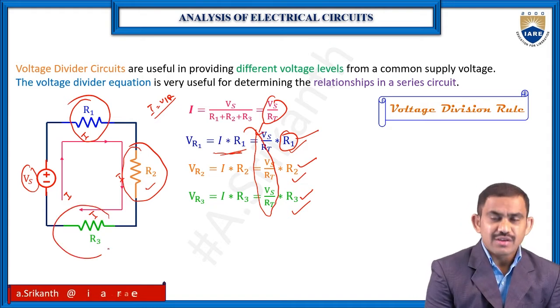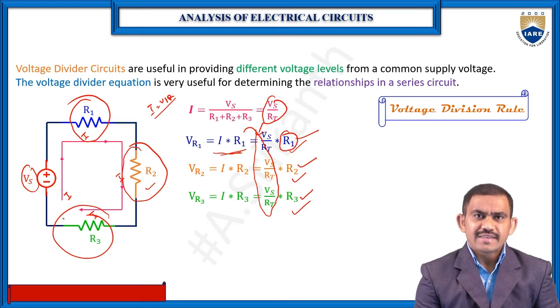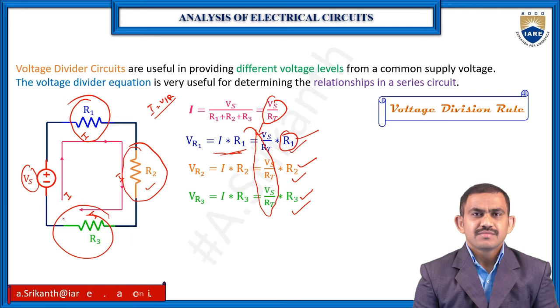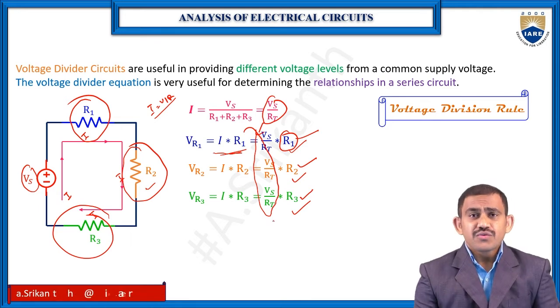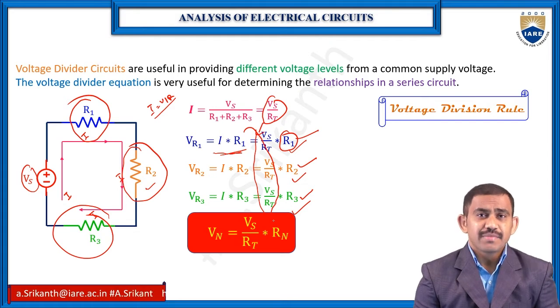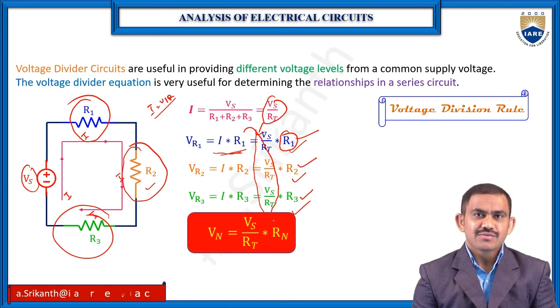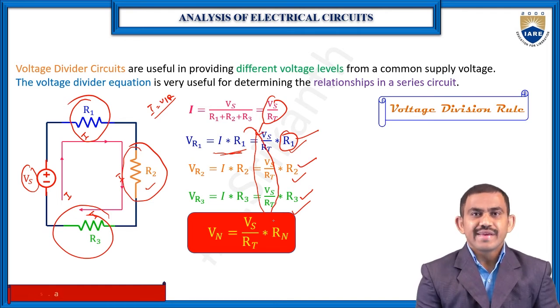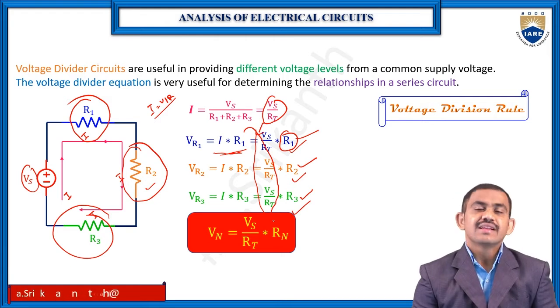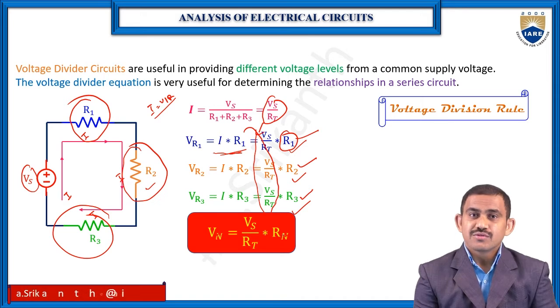I want the voltage drop across R3. Same as source voltage divided by total resistance, multiplied by your R3 value. Simple. Okay. So for this we have a common formula, that is Vn equal to Vs by R total into Rn. So if I want the Vr1 value, that means Vr1 equals Vs by R total into R1 value. So this is the common formula for the voltage division rule.